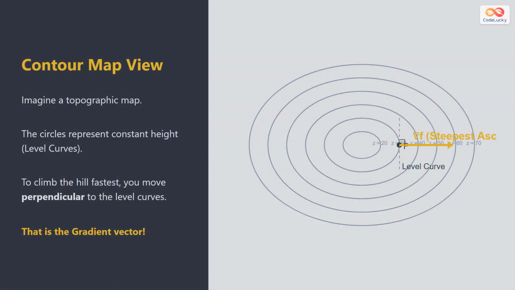If we look at a contour map, where circles represent constant height, the gradient vector cuts through these level curves perpendicularly. If you want to go uphill as fast as possible, you do not walk along the path, you walk directly up the slope. That direction is the gradient.